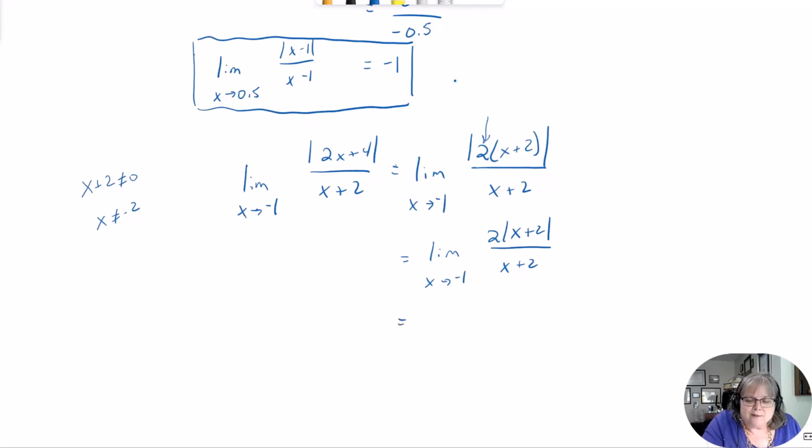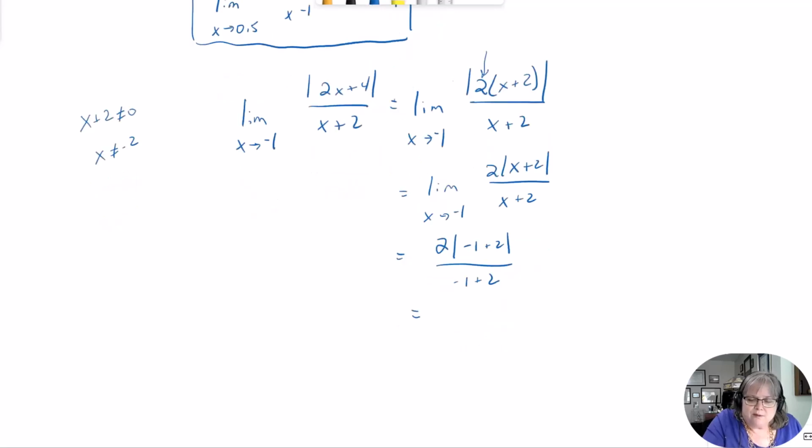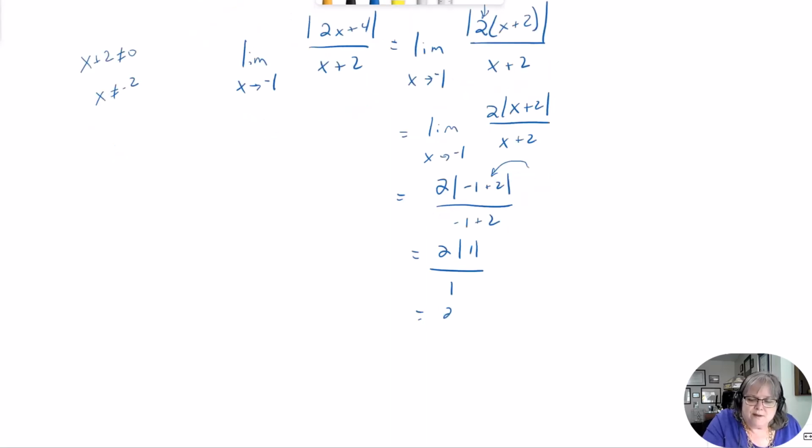So unless you're absolutely positive, let's substitute this in. So negative 1, let me put the bars back on. Negative 1 plus 2 over negative 1 plus 2. So you have 2 times the absolute value of 1 over 1. So see, if what's inside the absolute value is positive, then you get this 2 times 1 over 1, which is 2. You okay so far? All right.